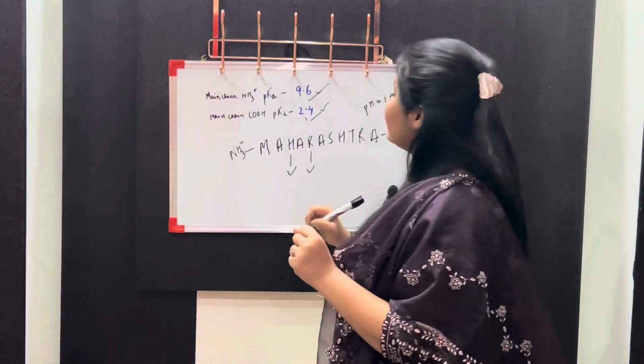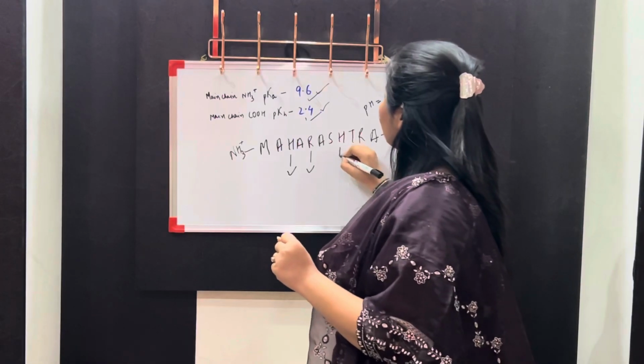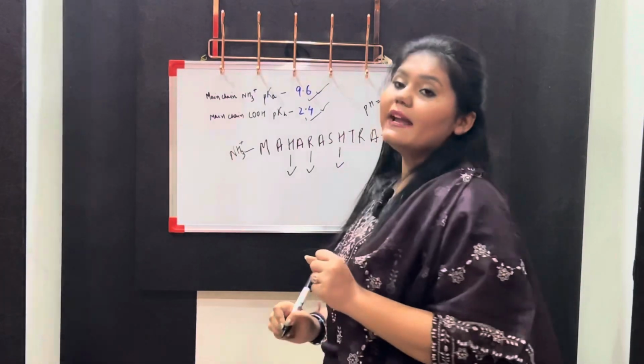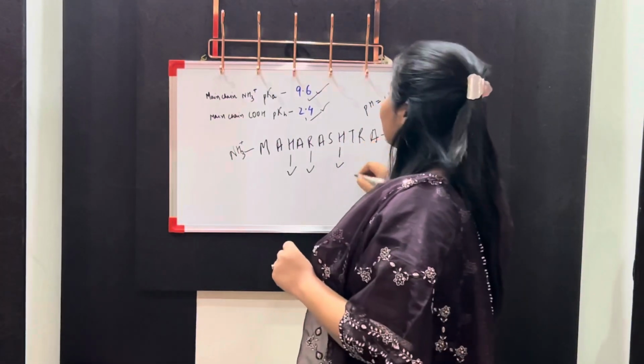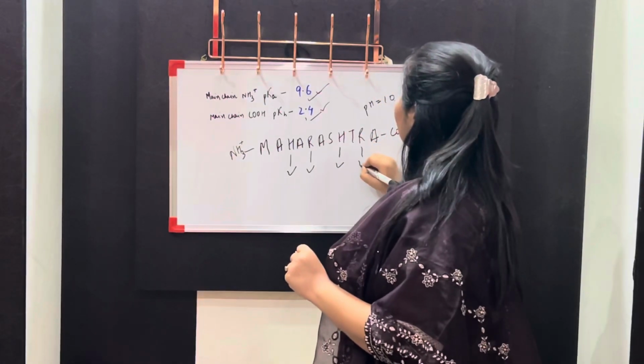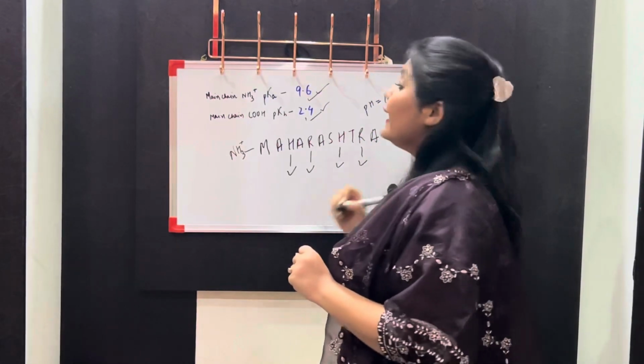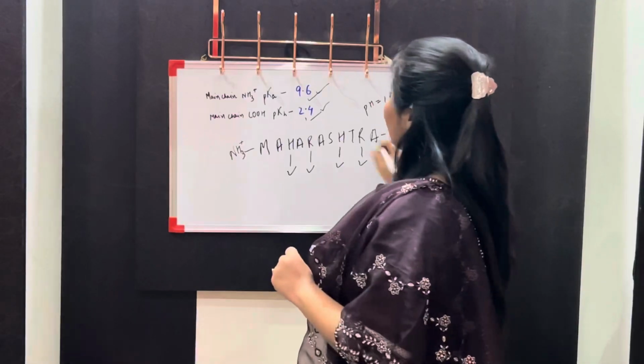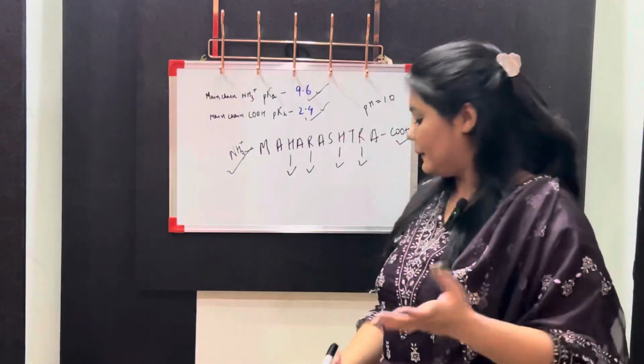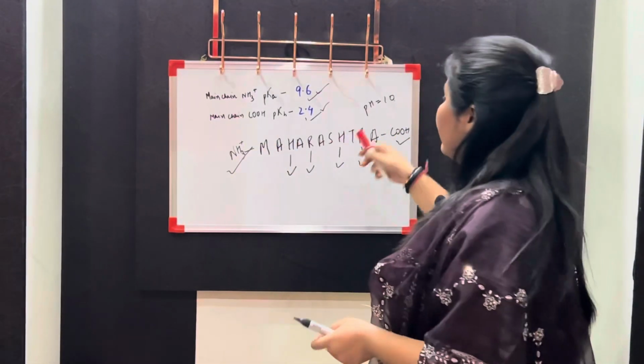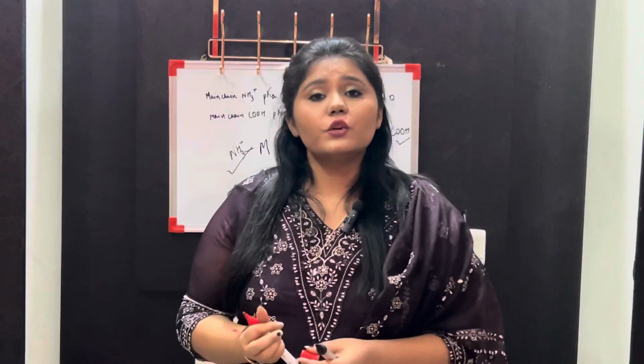Serine does not have any ionizable side chain. Histidine, we have just discussed that it has an ionizable side chain. Then T does not have any ionizable side chain. R does have an ionizable side chain. A doesn't have, and we have to of course calculate for these two as well. Alright. So at pH 10, we have to see what will be the charge on this peptide.